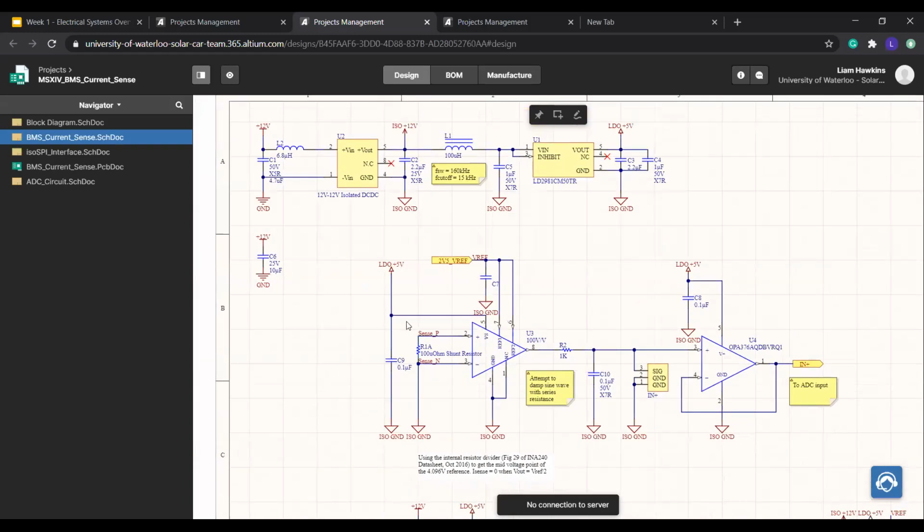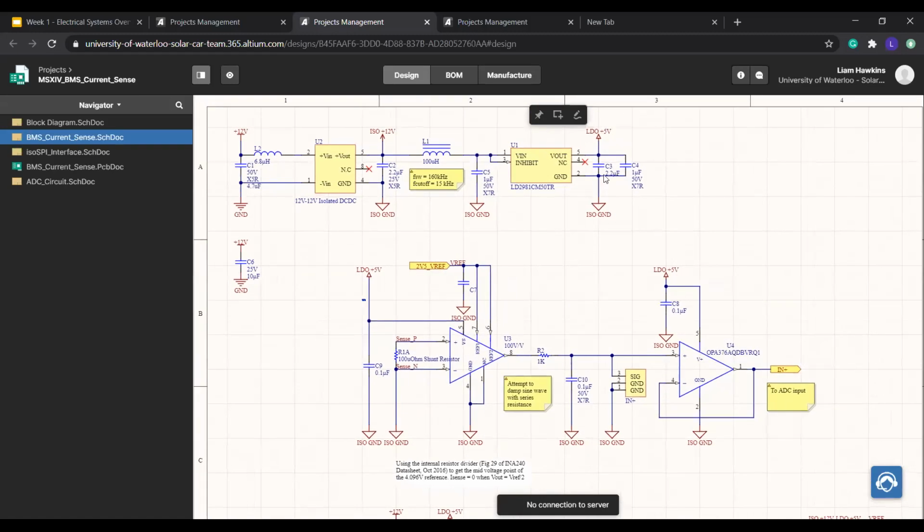And then to isolate it from the BMS carrier, there's a 12 volt isolated DC-DC converter. So this will output 12 volts, but it'll be referenced to the isolated ground at the top of the battery pack, versus the low voltage ground that the BMS carrier is referenced to. And then there's an LDO that provides 5 volts to power all the sensors and things on the current sense board.